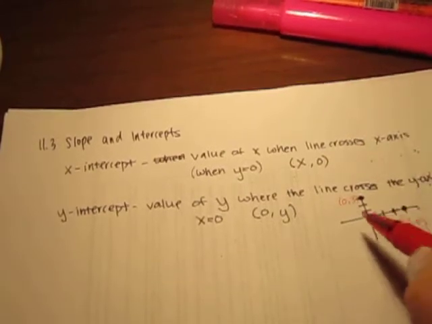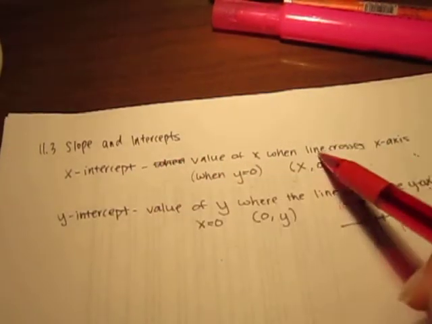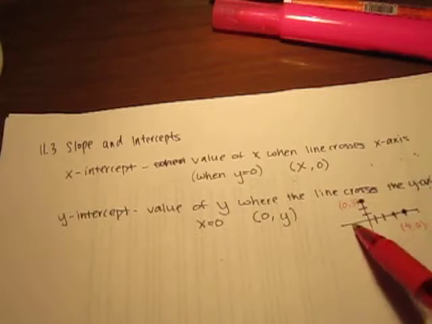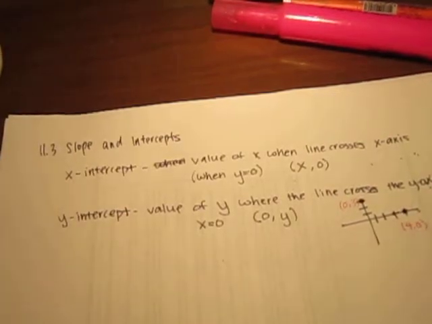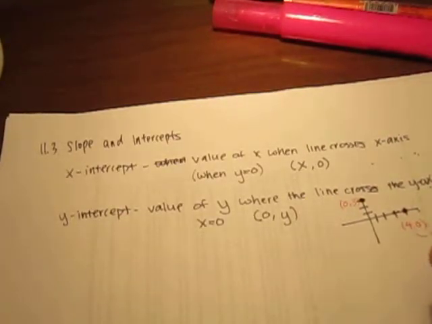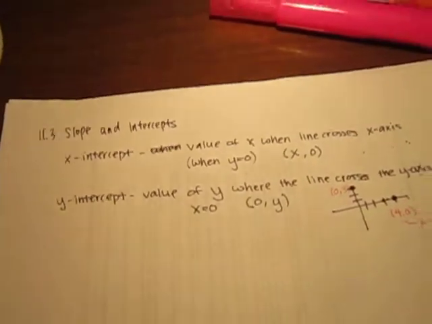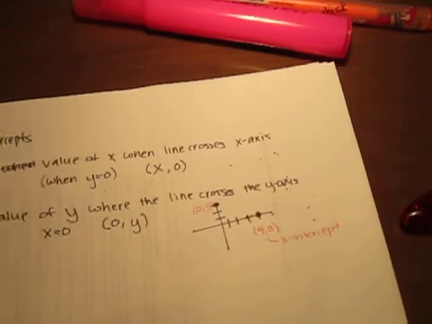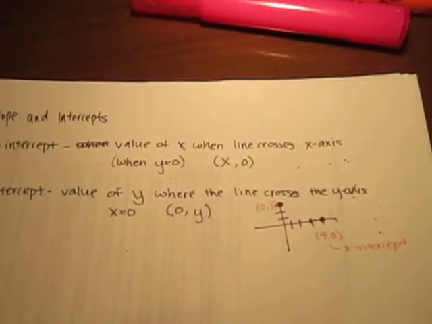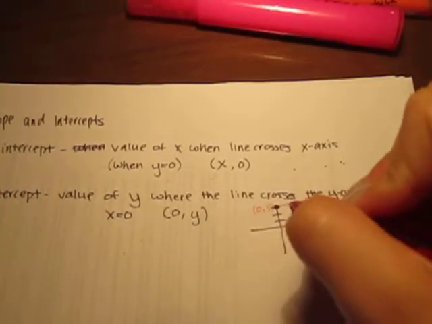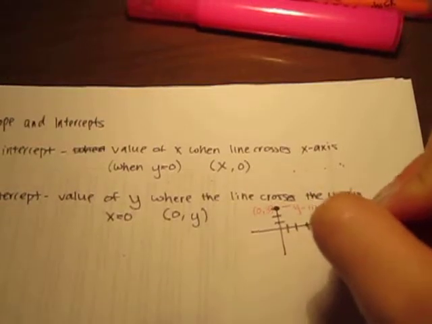And we said that the x-intercept is when it crosses the x-axis, so right here. So this point is what we are looking for as the x-intercept. Oh, I can't even see that. Okay. And this point up here, where it crosses the y-axis, that's what we call the y-intercept.